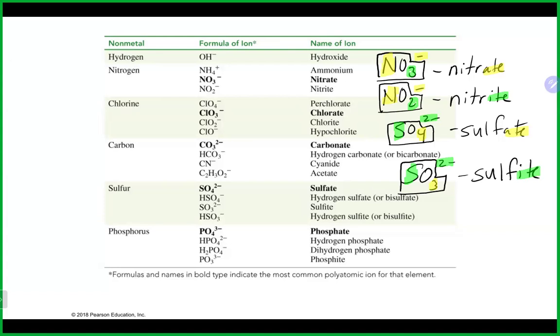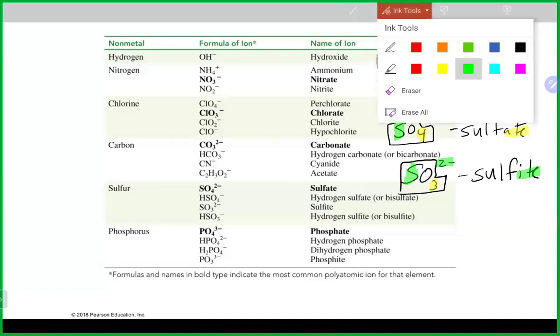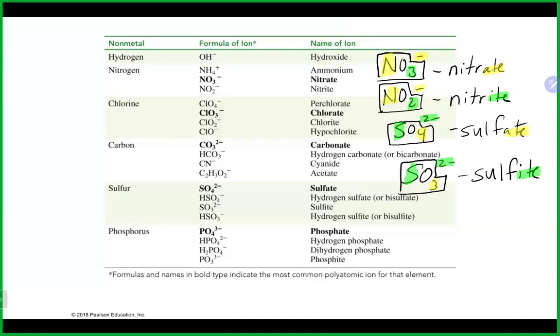Now, there are a couple of other things that we see on this table in terms of relationships. You can have a grouping of 4 that are related to each other. And probably the most common one is this grouping of 4 right about here with chlorine in it. And that is ClO4 minus, ClO3 minus, ClO2 minus, and ClO minus.